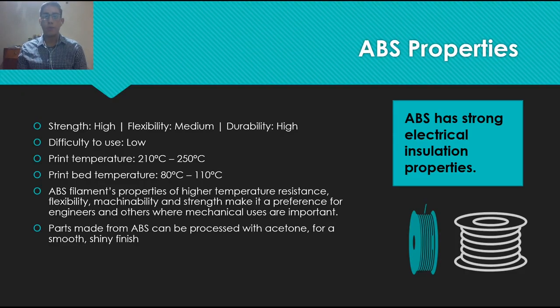Here are some ABS properties that we found out. It has a high strength, a medium flexibility, and a high durability. Some parts of it can be processed with acetone for a smooth and shiny finish. And the major property that we care most about is that ABS has strong electrical insulation properties, and this is really important since this is the place where all of the cables and all the electronic components will be placed.